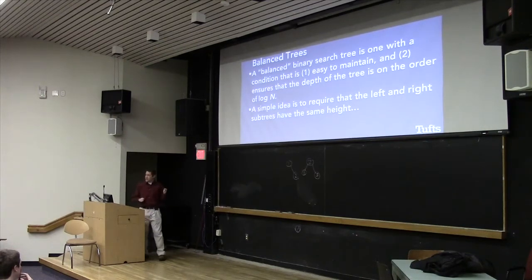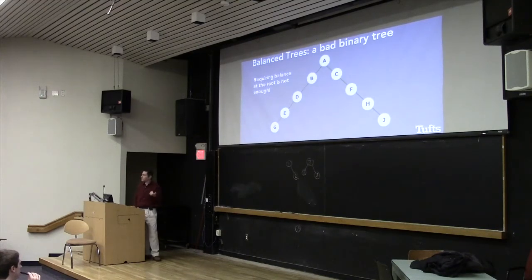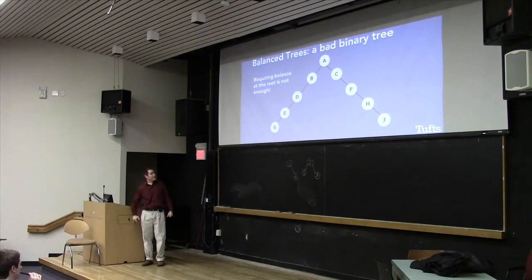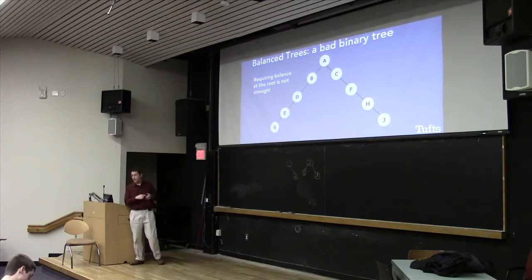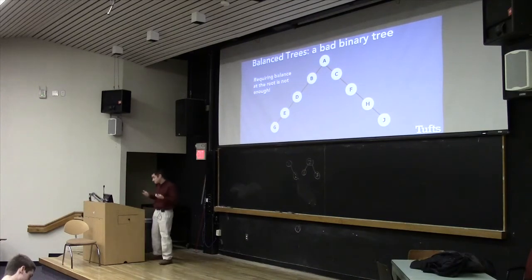Not necessarily a terrible idea, except for the fact that if you do it just for the root, you can end up with things like this, right? Sure, it's balanced, the left tree is exactly the same size as the right tree, but guess what? It's still kind of a terrible tree. There's no branching in amongst the actual elements. So if you do it just at the root and say the left tree and the right tree have to be the same size, you can end up with not so good trees like that.